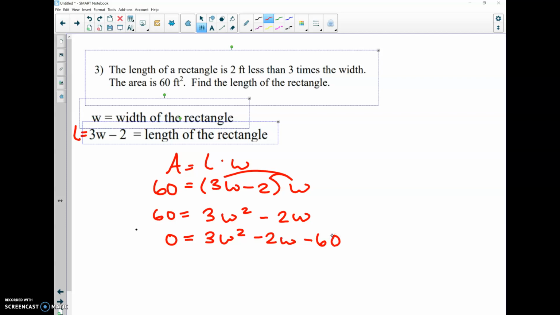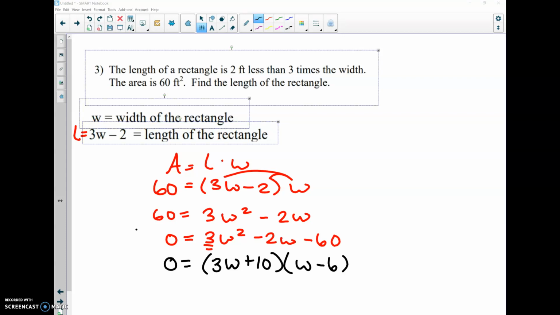Go ahead and take a few minutes and factor out this quadratic here. Remember, be careful, our squared term has a coefficient other than 1. So go ahead and take a few minutes and factor out 3W squared minus 2W minus 60.